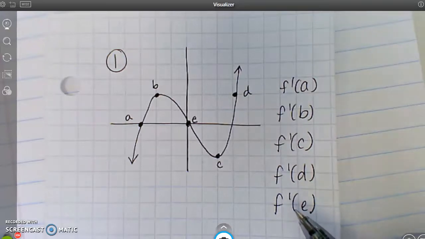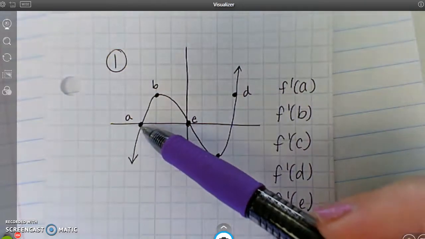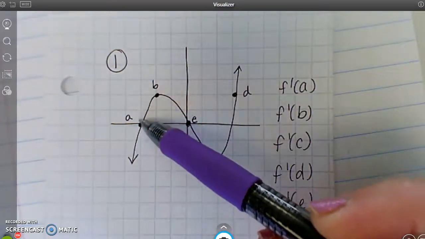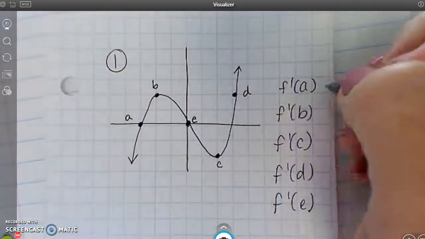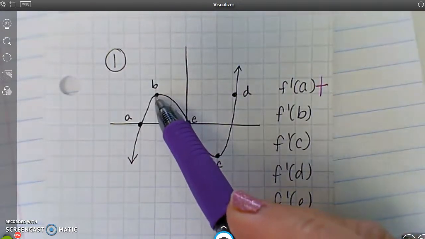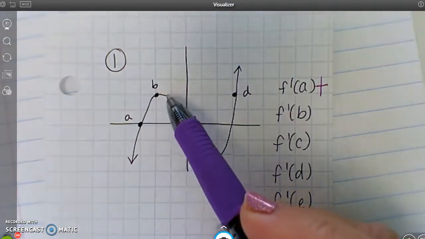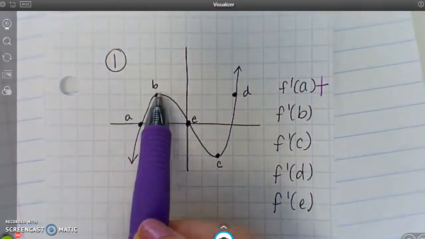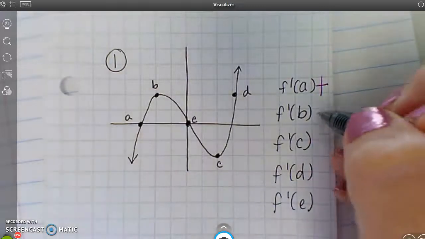So first thing I just want to identify the slope, like if it's positive, if it's negative, or if it's zero. So here's A. If I draw a tangent line, this tangent line would have a positive slope at A, so f prime of A is positive. B, I think B is supposed to be at the top of this curve, and so if it was at the top, the slope of the tangent line at B would be 0.